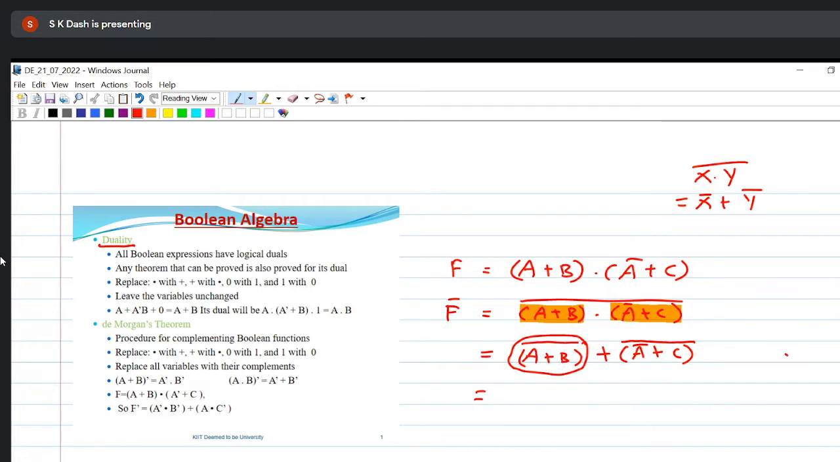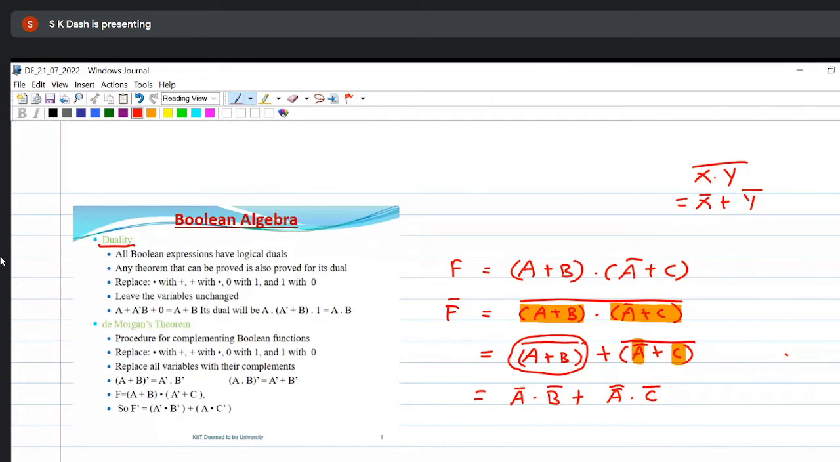How much is (a plus b) whole bar? A bar dot b bar. Now this is your x, this is your y. So it is in the form of (x plus y) whole bar. So (x plus y) whole bar is how much? x bar dot y bar. So what will be x bar? It will be (a dot b) complement dot c complement.